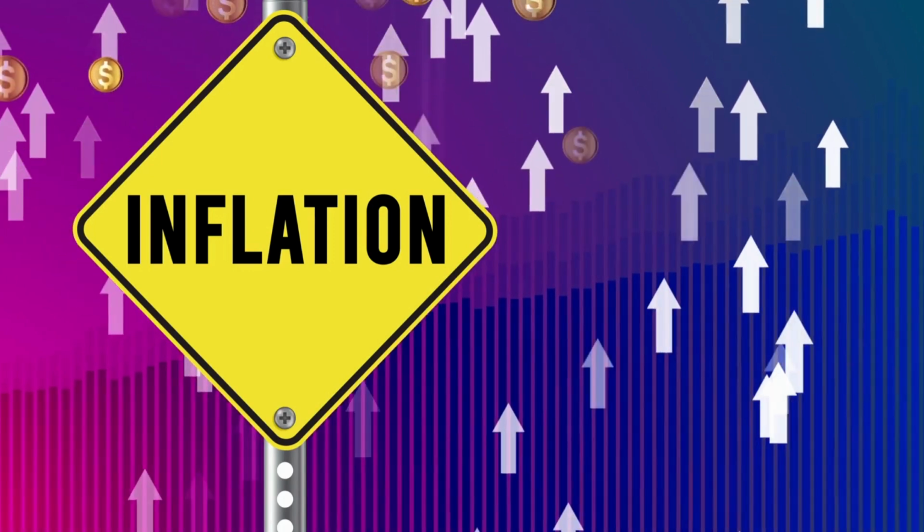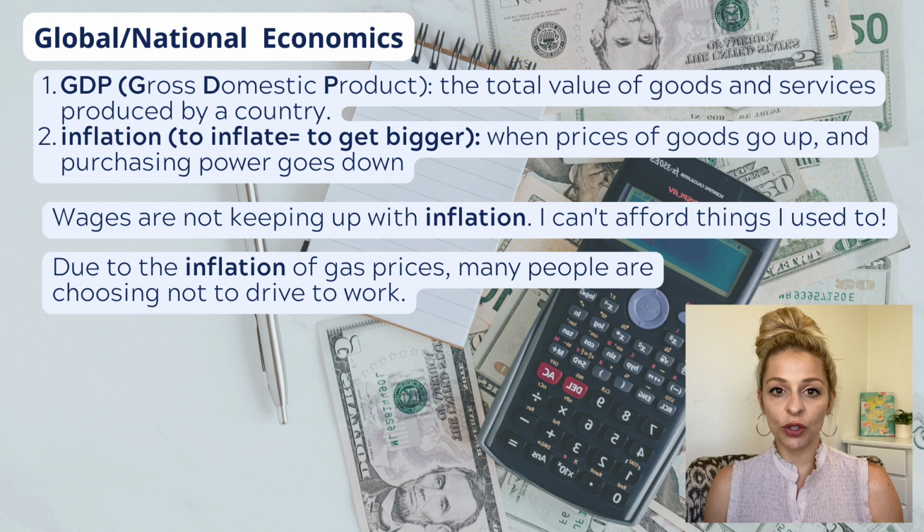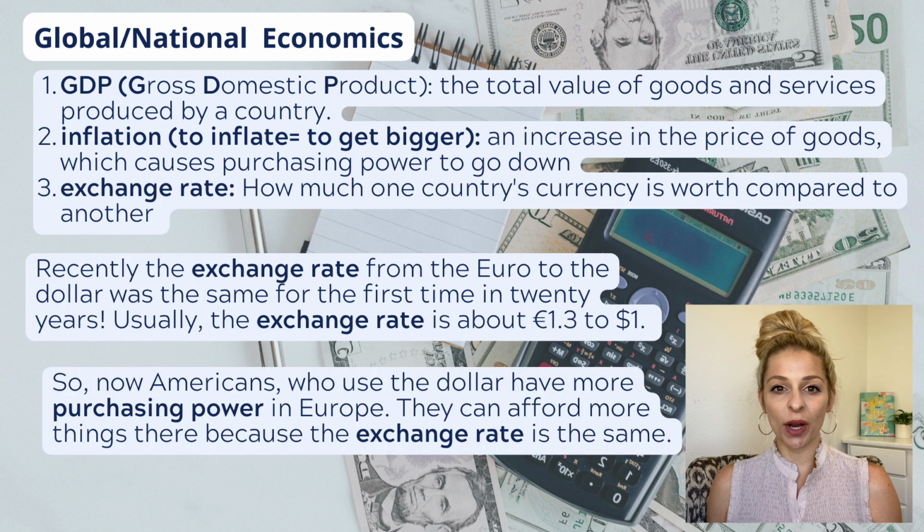That's inflation. Some common ways to use this include, wages are not keeping up with inflation, so I cannot afford what I used to. Or, due to the inflation of gas prices, many people are choosing not to drive to work. And number 3, exchange rate. This is how much one country's currency is worth compared to another. And to use it in a sentence, you can say, recently, the exchange rate from the euro to the dollar was the same for the first time in 20 years.